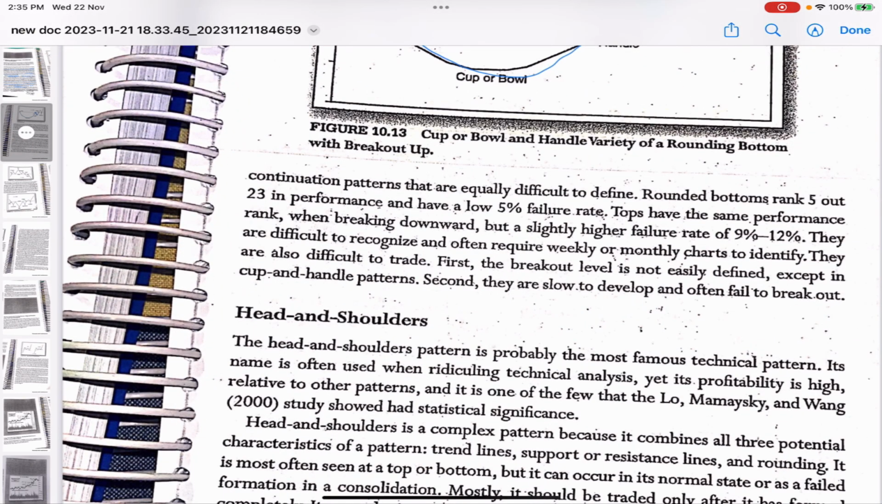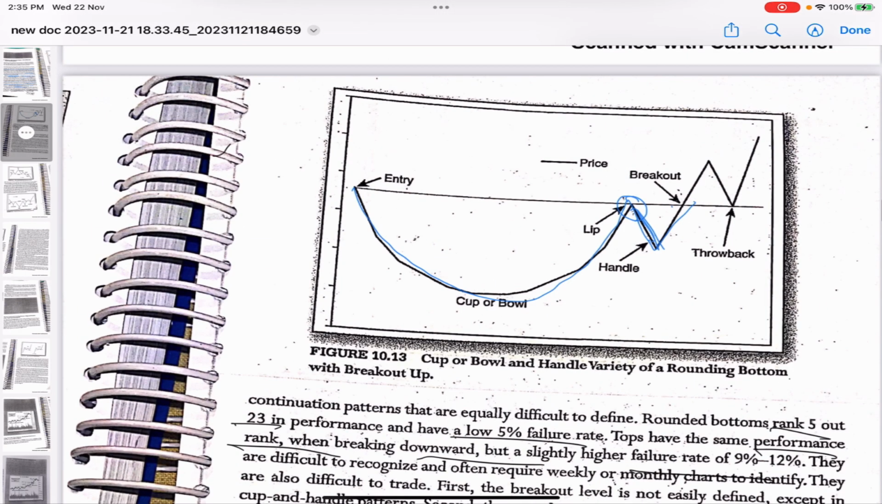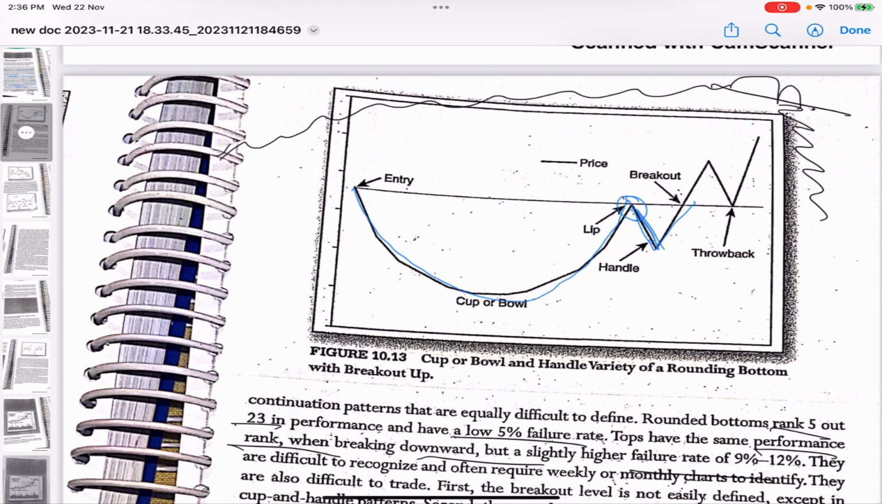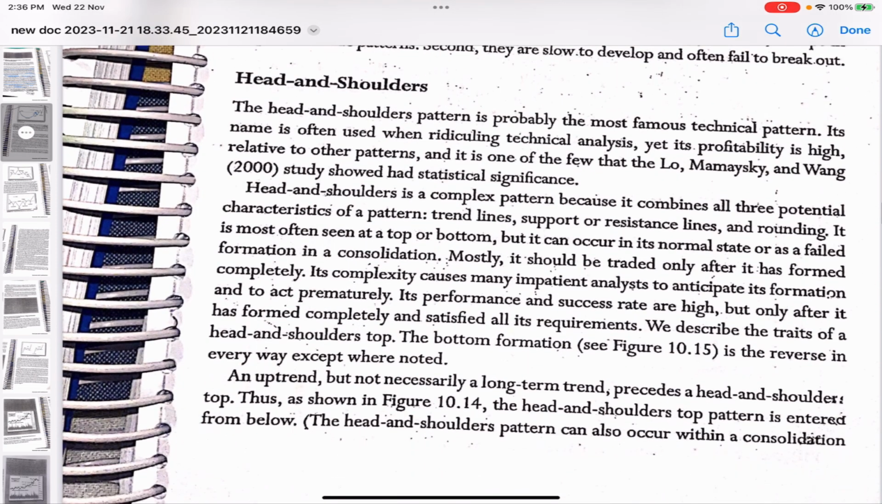Alright. So, rounded bottom ranks 5 out of 23 in performance and has a low failure rate. Tops have the same performance. Top, you understand what a top is? Just invert this and you can see in an uptrend there is a saucer, and then it goes down. Cup and saucer, bowl, rounding bottom, rounding top, cup and handle. Okay, so that.